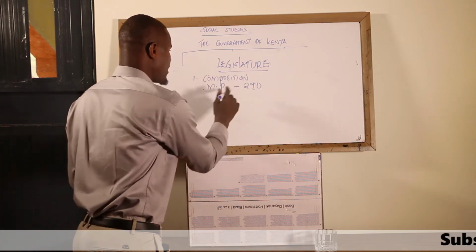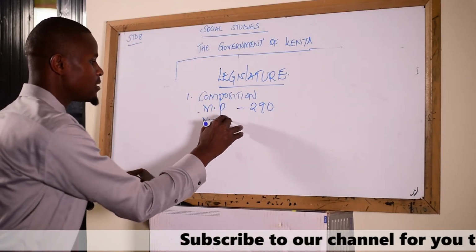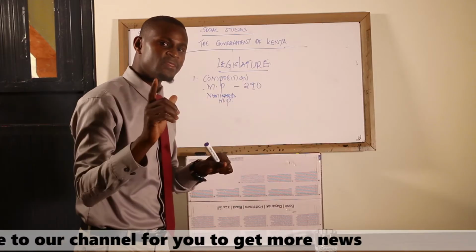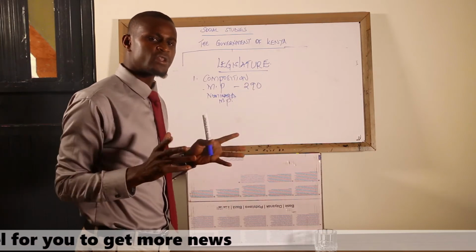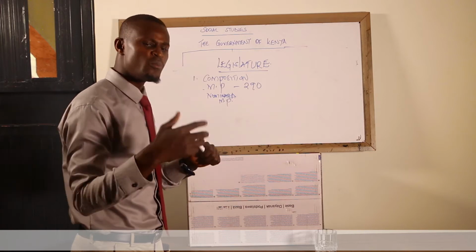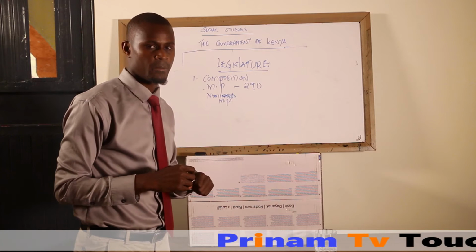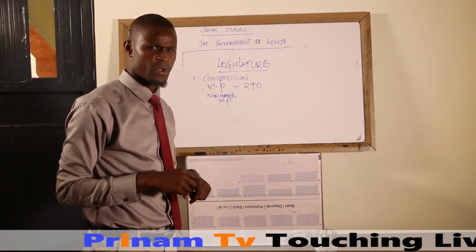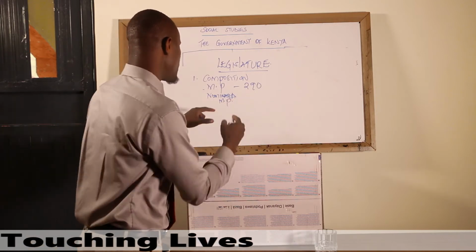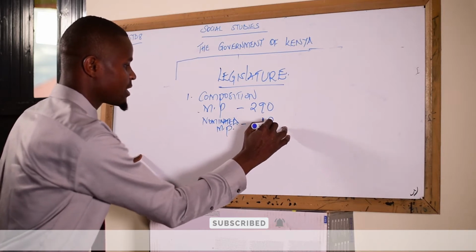We also have nominated members. Who are these nominated members? These are the members that were not elected, but were actually nominated by the political parties. We have got various political parties. As you know, Kenya is a democratic nation or state. So we have got political parties, and they are allowed to nominate 12.